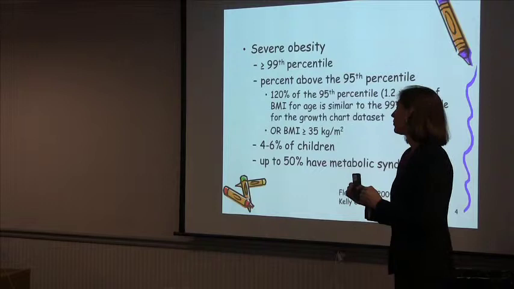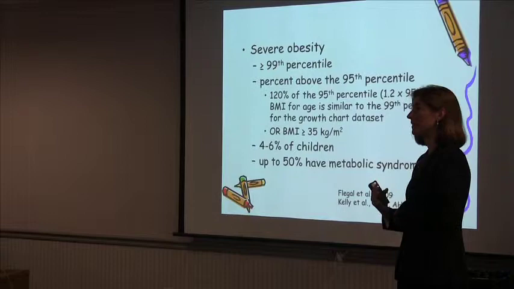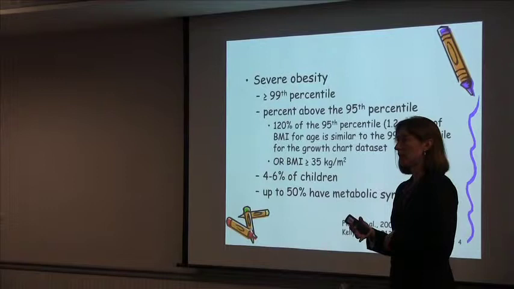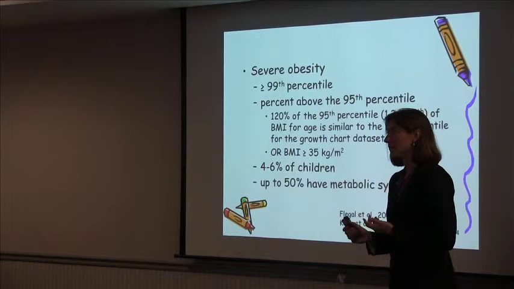Severe obesity across surveys affects between 4 and 6% of children, and they have significantly higher psychosocial and medical comorbidities than obese children. And according to Wise and colleagues, up to 50% have what's called the metabolic syndrome, or a clustering of risk factors. So that includes hypertension, lipid dysregulation, and/or impaired glucose tolerance. So this is a particular group at high risk.